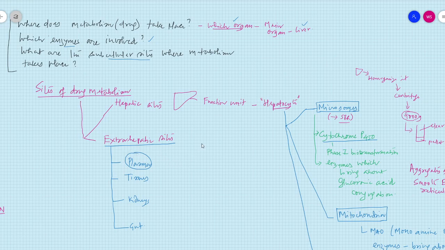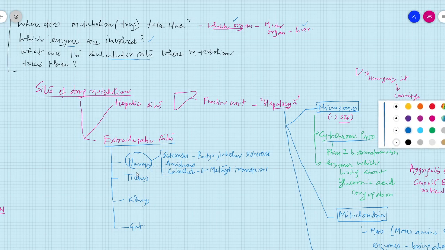Plasma. Which are the enzymes present in the plasma? In the plasma, we have esterases. The most important esterase that is present is butyryl cholinesterase. There are also amidases, which break down amides. Then there is catechol O-methyltransferase, which breaks down catechol containing drugs like adrenaline. So these enzymes are present in the plasma.